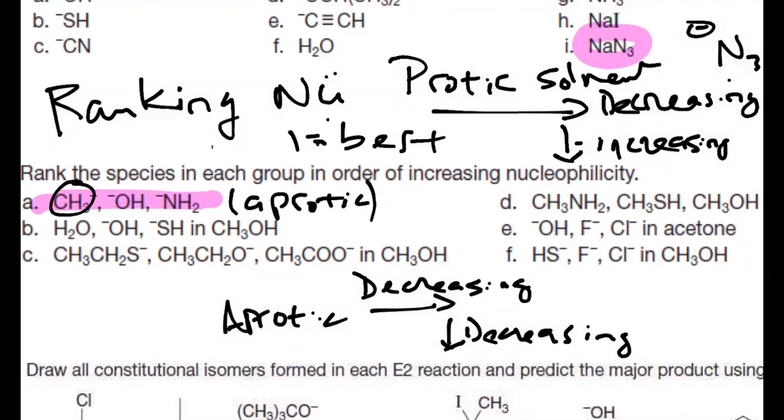One is the best. Three is the worst. So if the carbon nucleophile is the best, and as we move to the right nucleophilicity decreases, what's the worst one? The oxygen. Good. So carbon is 1, and then oxygen would be 3.